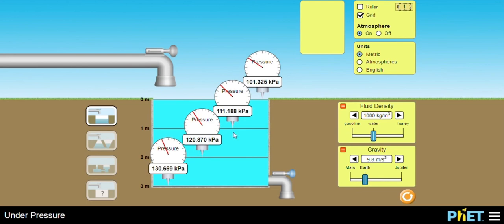In conclusion, the depth is directly proportional to pressure, because when the depth increases, pressure also increases.